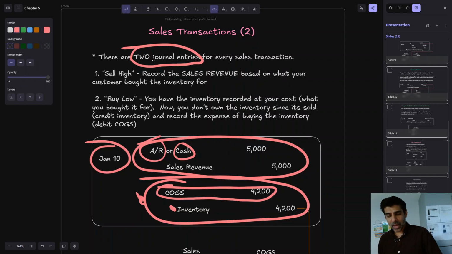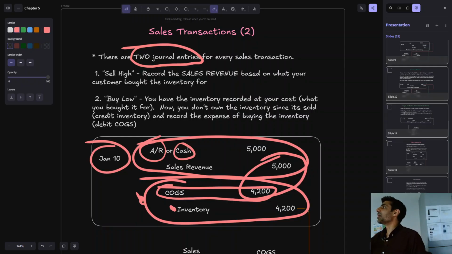So you can see that we made a profit. These two will show up on our income statement. Revenue 5,000, expense 4,200. So how much profit did we make? Gross profit $800. It's called gross profit because this is not the end of it. We still have our utilities, our employees, all the other expenses that our business has to incur to have our shop. But just on the basic buy low, sell high, we've made $800 on this single sale.